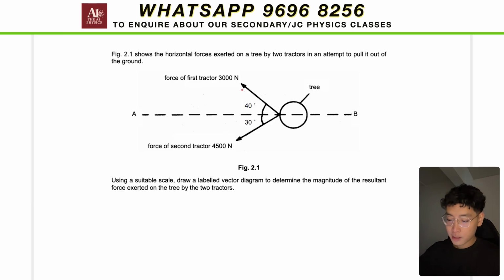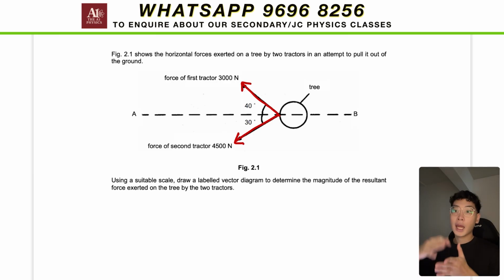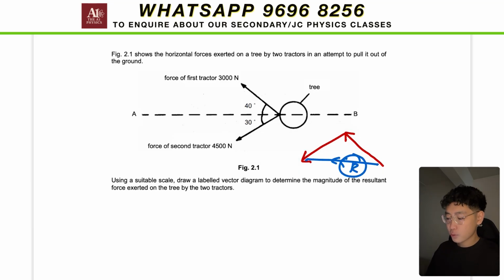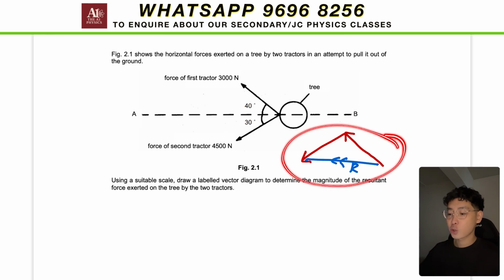My goal over here is I have these two forces and I'm trying to find the resultant of these two forces. So I'm going to add these two forces together using the tip to tail method to find the resultant. My vector diagram should look something like this. I add this force, I add this force, and this one is my resultant force. It's always good to have a rough sketch of how your diagram should look in the end.